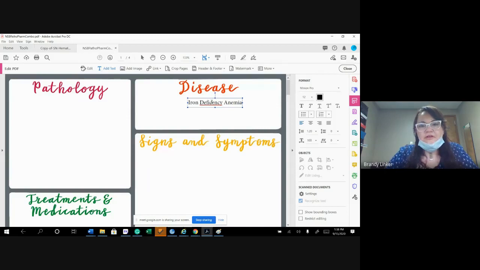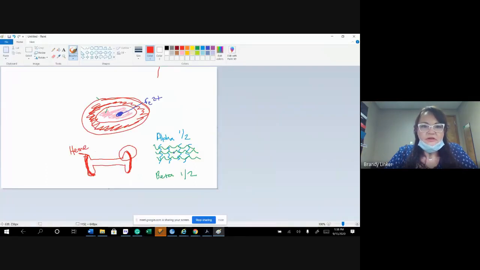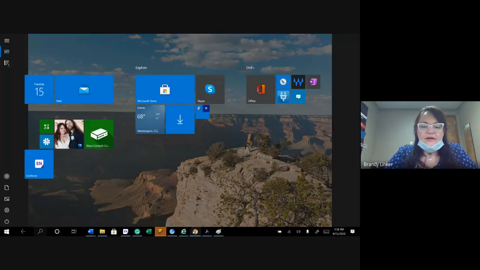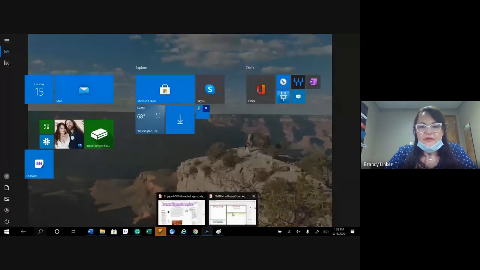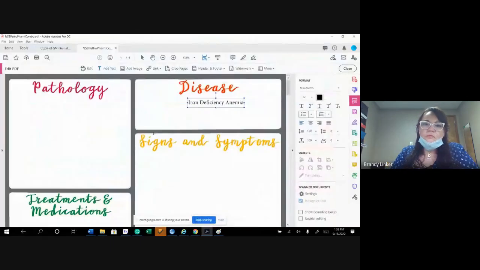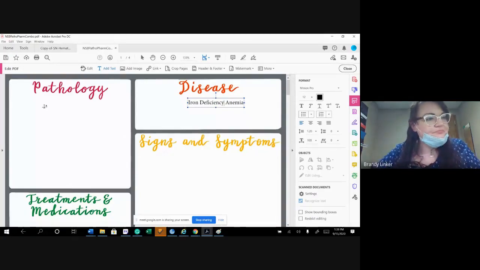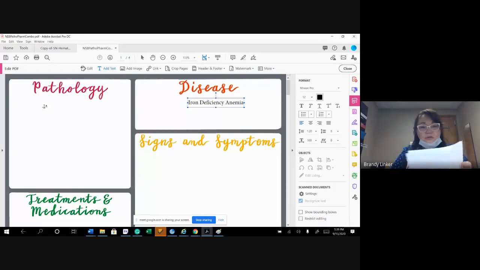Next, we have iron deficiency anemia. So, you remember just a few minutes ago, I told you that the iron is stored here in the hemoglobin molecule, right? Right in the middle. Iron deficiency anemia is the most common cause of anemia. So they like to put this one on boards a lot because it's common.